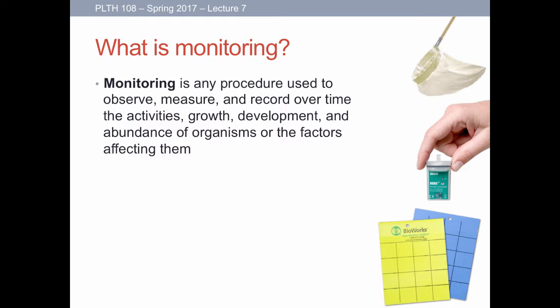All right, so monitoring. Monitoring, broadly defined, and monitoring is very broadly defined according to the IPM textbook, is any procedure used to observe, measure, and record over time the activities, growth, development, and abundance of organisms or the factors that affect them. So, some things I'd like to point out about this definition before we move on: first, notice that monitoring has multiple steps. It's not good enough to basically go out and look at a field. We actually need to be doing several things.